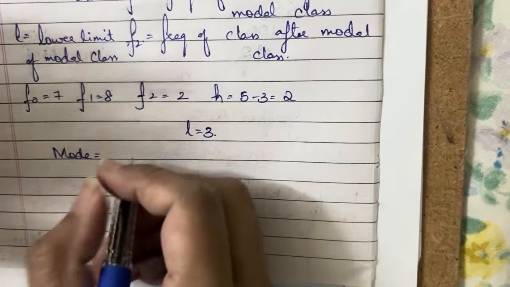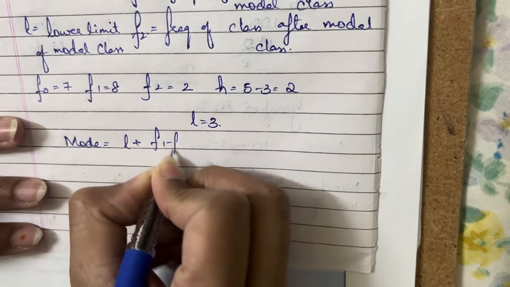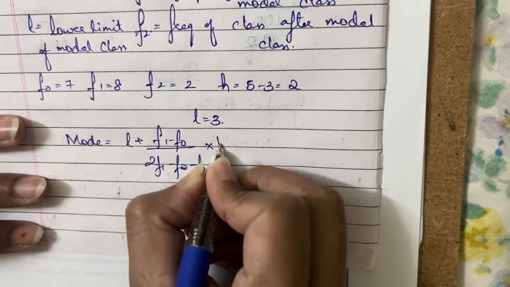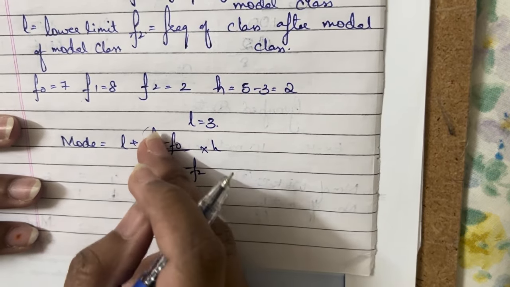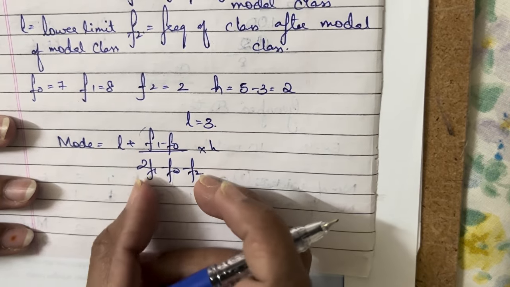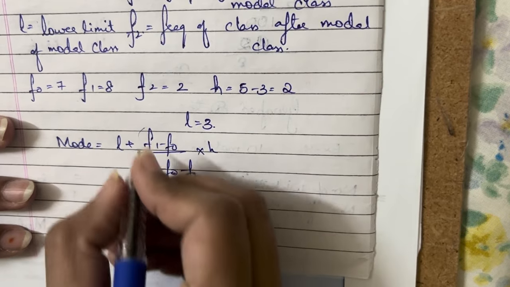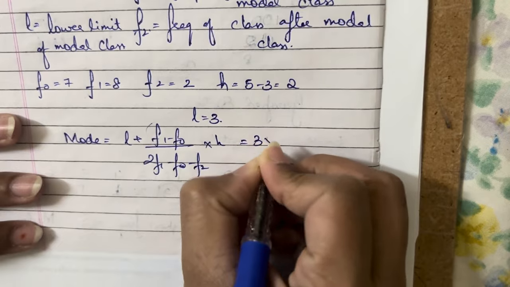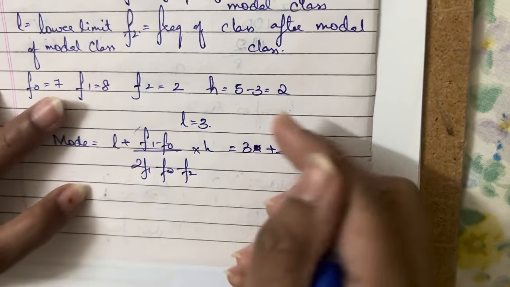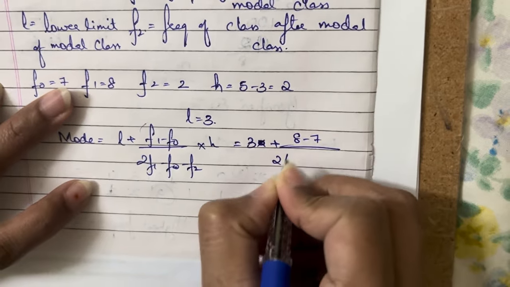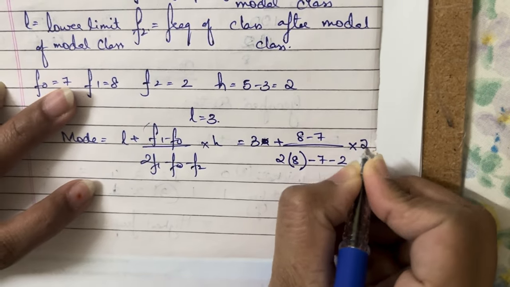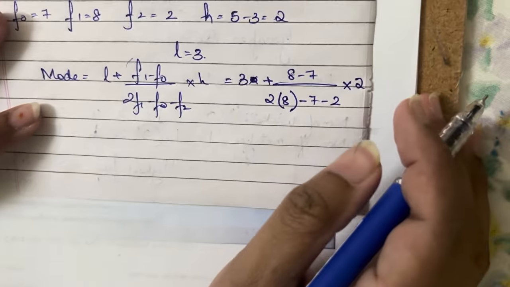So mode is equal to, I'll start substituting it. The formula, I'm writing it again: L plus f1 minus f0 over 2 f1 minus f0 minus f2, times h. Another thing that you have to remember is that f0 and f2 are being subtracted from f1. In the numerator, some things less are subtracted. Here, everything is subtracted from the f1 value. So L is 3, we'll write 3 plus f1 minus f0, that is 8 minus 7, over 2 times 8 minus 7 minus 2, times 2, because I have the h here.